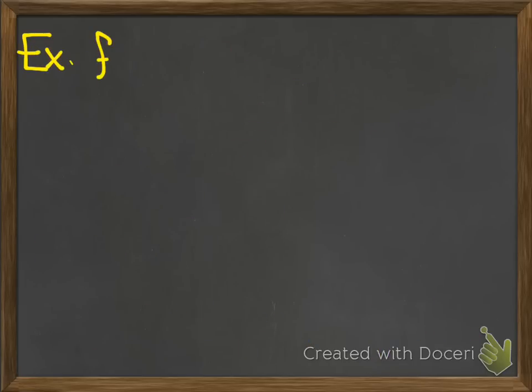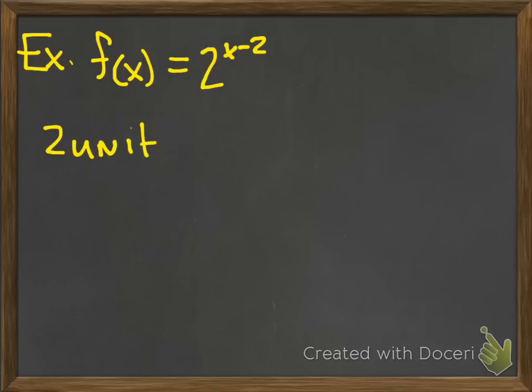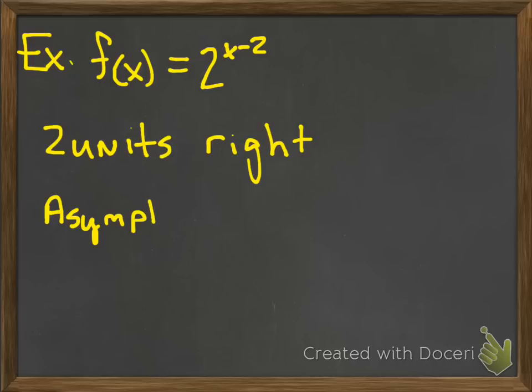The next one, f of x is equal to 2 to the x minus 2. Okay, now notice there, that one's in the exponent, so that's your h. And we always think opposite, so that means I'm moving 2 units to the right. Now, since I am not moving up or down any, my asymptote stayed put, and it stayed at y equals 0.